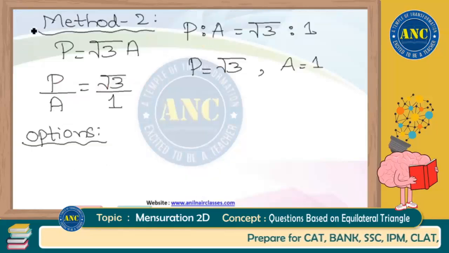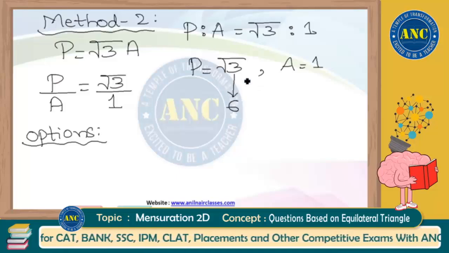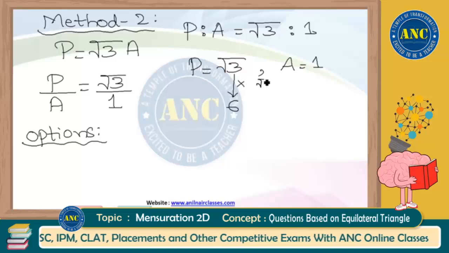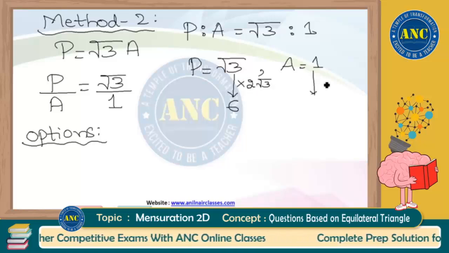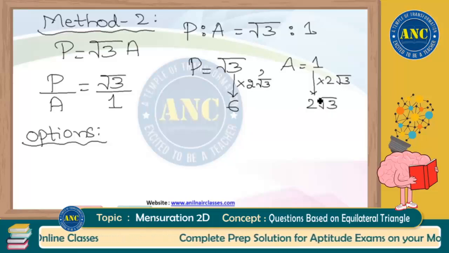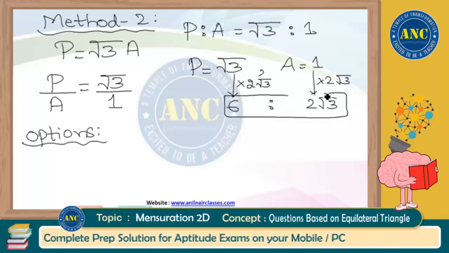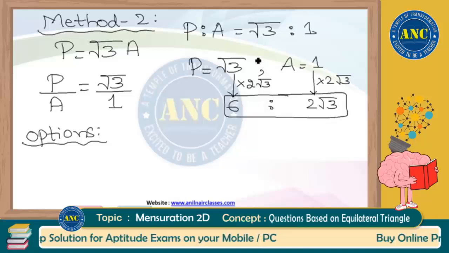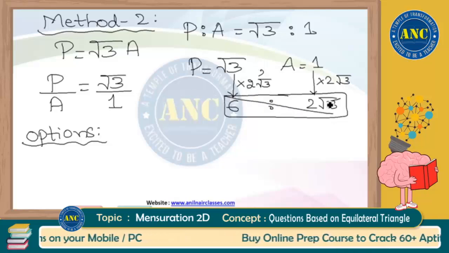So perimeter will be 2 into 3, 6. Root 3 into root 3 is 3, so 3 into 2 is 6. Area also multiplies by 2, so area becomes 2 root 3. But are they in the ratio root 3 is to 1 according to the question? No, they are not. So first option cannot be the right answer.